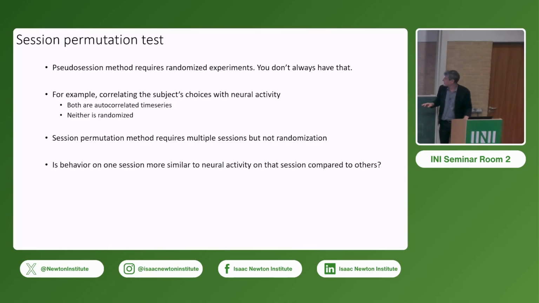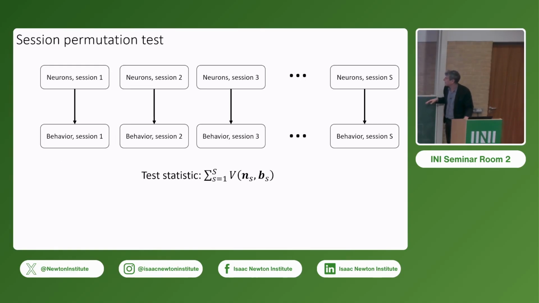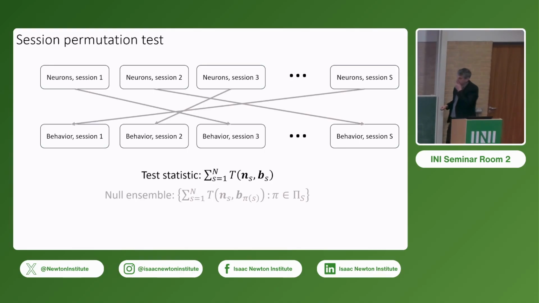permutation test. Ask if the behavior in one session is more similar to neural activity on that session compared to the others. So we've got our brain recording on session 1 and our behavior in session 1, same on session 2, 3, etc., all the way to session S. And we compute a test statistic which measures the predictability of this from that, and we sum it over the sessions. And then we generate a null ensemble by shuffling, right? So we shuffle or permute the sessions that we're using to predict the behavior, right?